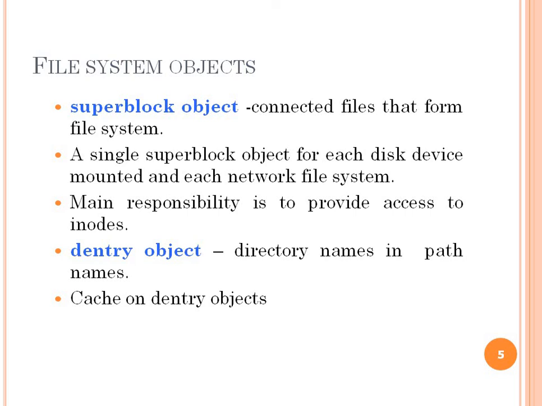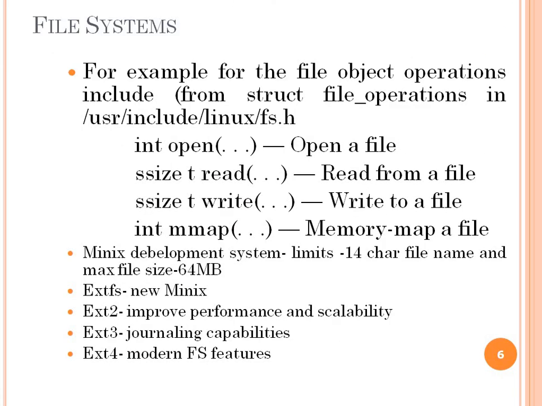When we talk about the superblock object, it represents the connected files that form the file system, with a single superblock object for each mounted device and each network file system. So we have a single superblock object, and its main responsibility is to provide access to inodes. Then we have the d-entry object, which holds the directory names in the path names, and caches all the d-entries in these directory entry objects.